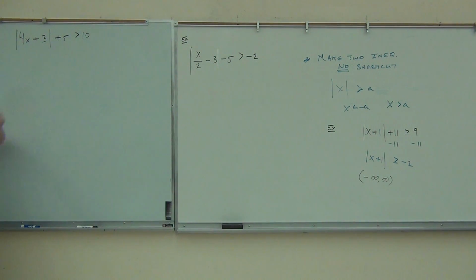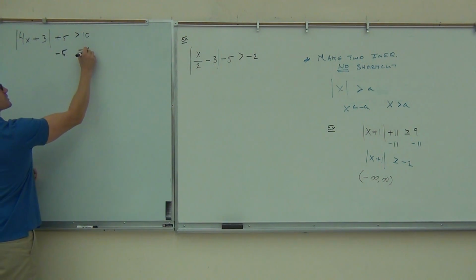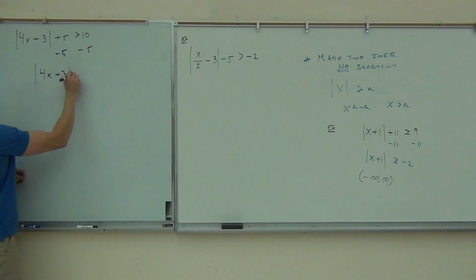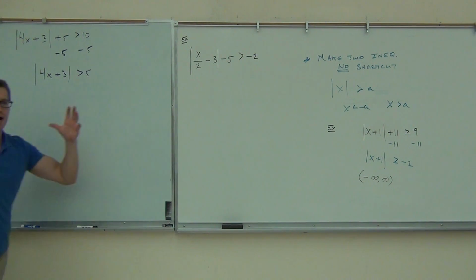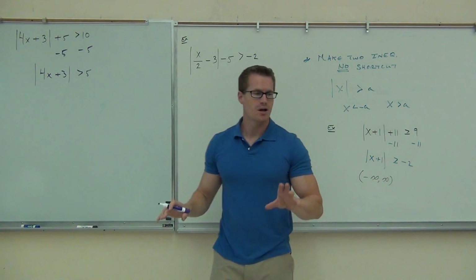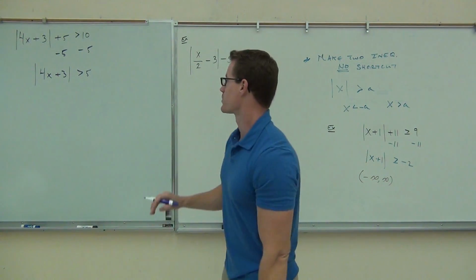How about this one? What do we do here? Subtract 5, isolate absolute value. Good, let's all work on this together. If you participate up here, we get the absolute value of 4x plus 3 is greater than 5. Y'all need to isolate the absolute value first. That's the first thing you do in every single one of these problems in section 9.2 or 9.3.